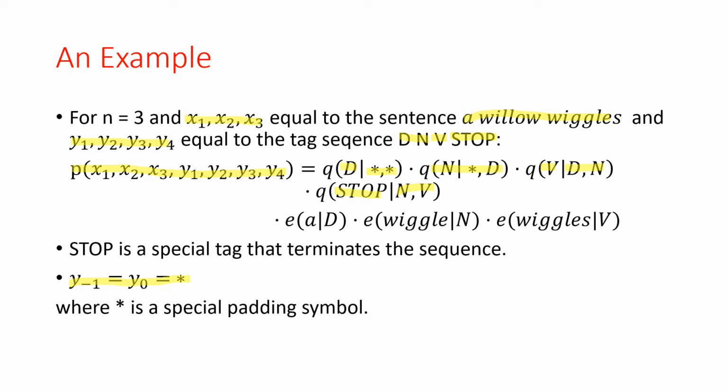And then we also multiply these e emission terms, the observed words' probabilities. So first we have the probability of the word a given the determiner as a tag, then we have the probability of the word willow given N as the tag, and times the probability of the word wiggles given the V as a tag.